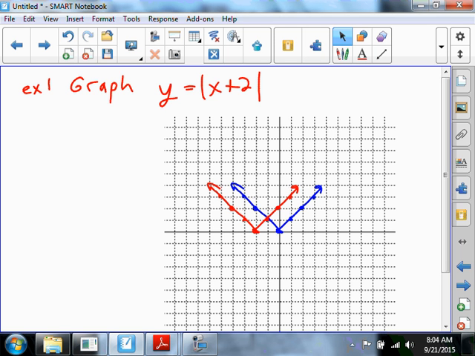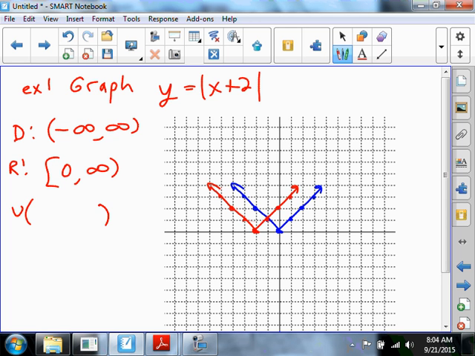And what's interesting is what changes from the parent function. The domain of this graph is still the same. The domain is negative infinity to positive infinity. That's never going to change for all polynomials. The range is still the same. The range goes from 0 to infinity. What changes is the location of the vertex. The vertex in this case is at negative 2, comma 0.